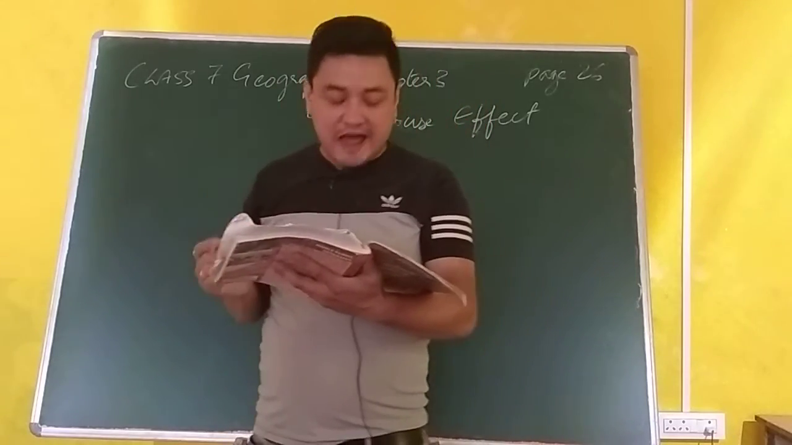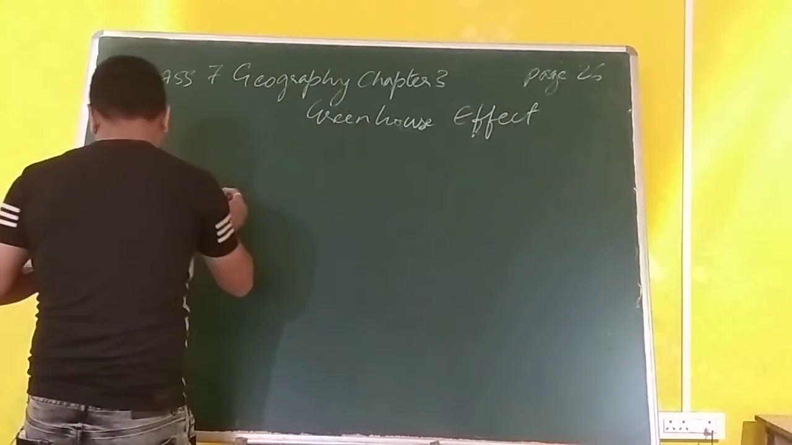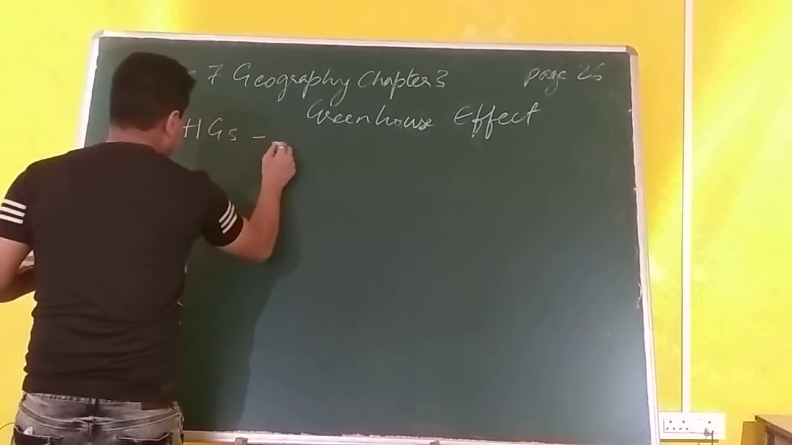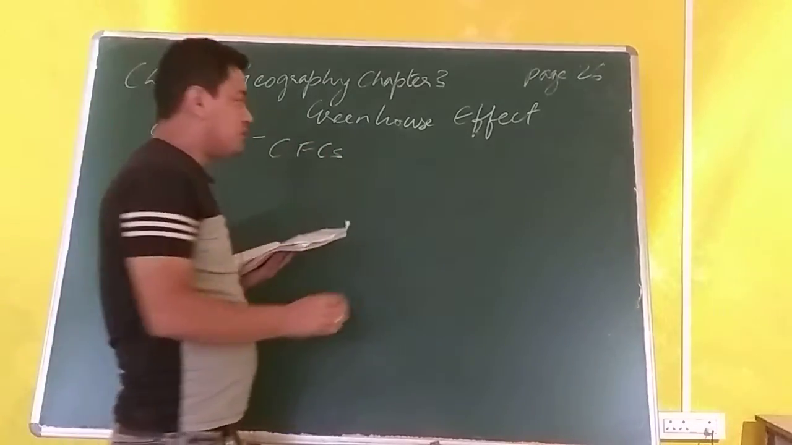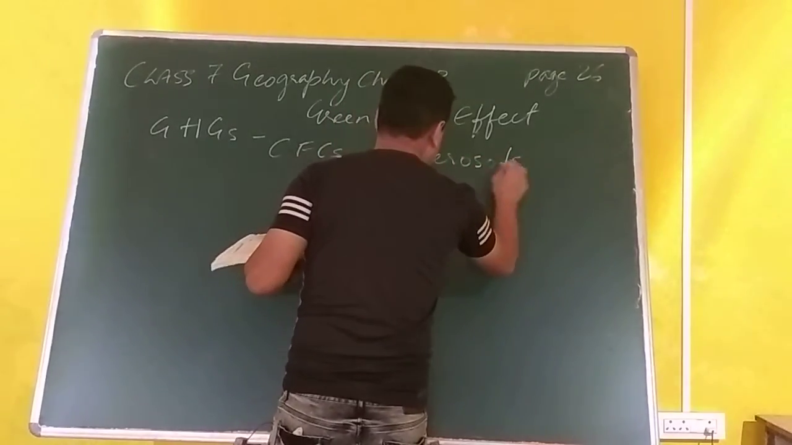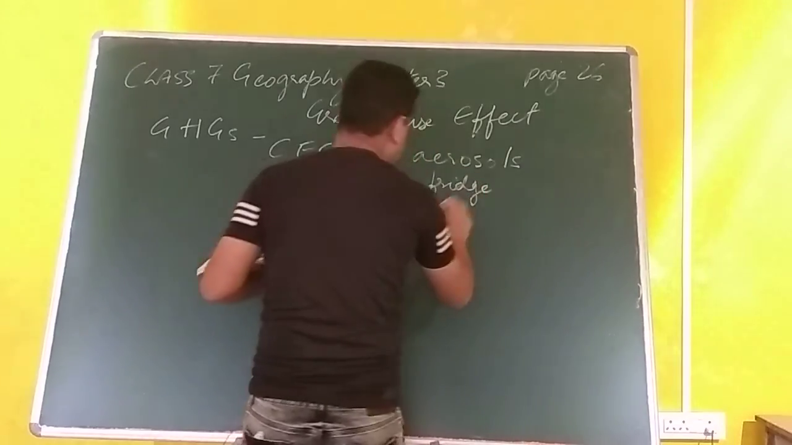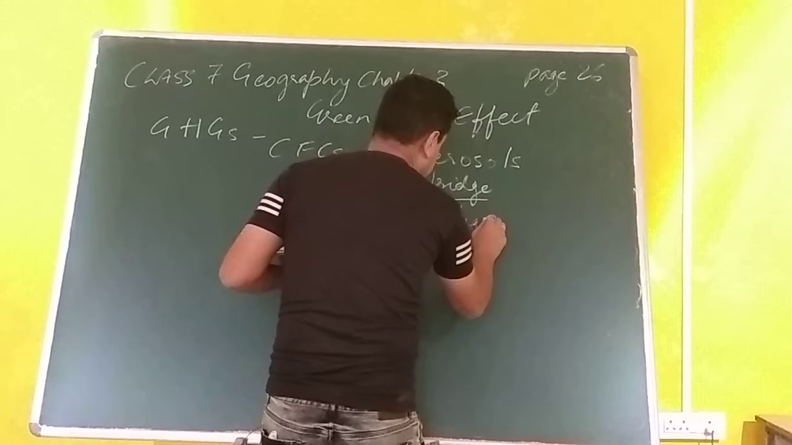CFC that are used in aerosol refrigerants. So now CFC is another gas that we find in greenhouse gases. Now CFCs are basically used in aerosols and refrigerants, which I told you last time also, aerosols and fridge. Now in fridge it is used as a liquid coolant.